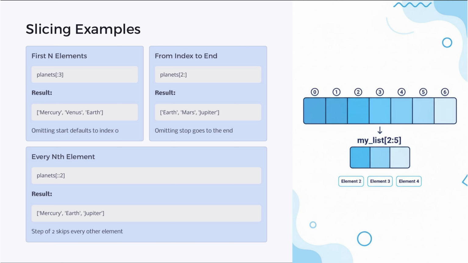Slicing offers versatile ways to access list elements. Using planets[:3] retrieves the first 3 elements, defaulting the start to index 0. planets[2:] extracts from index 2 to the end. With planets[::2], every second element is selected, demonstrating the power of the step parameter to skip elements efficiently.